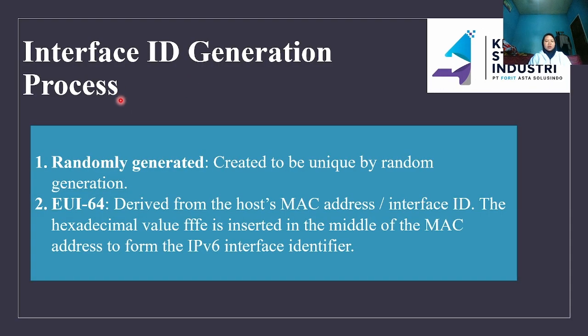Next, here we have the process of generating the interface ID. There are two methods used to create an IPv6 address. The first method is randomly generated, which means that the interface ID is created randomly and uniquely. The second method is EUI-64, derived from the host MAC address or interface ID. The hexadecimal value FFFE is inserted in the middle of the MAC address to form the IPv6 interface identifier.